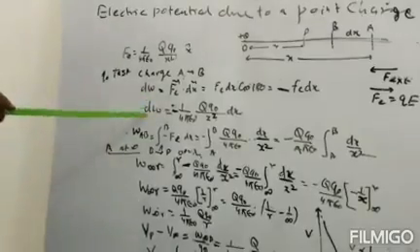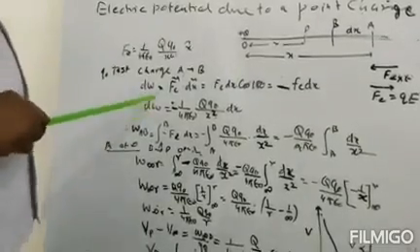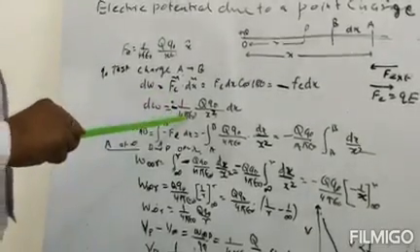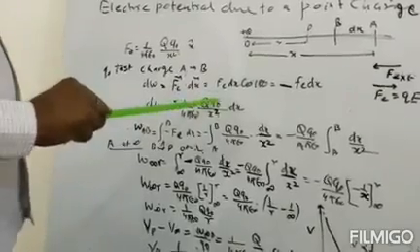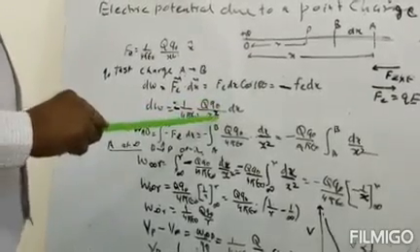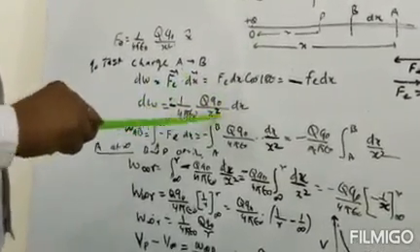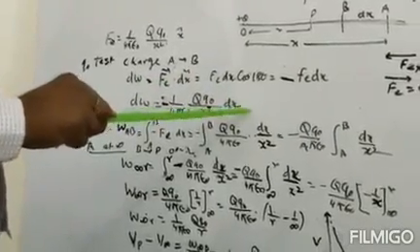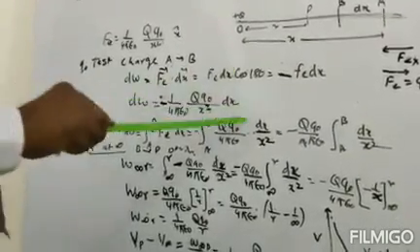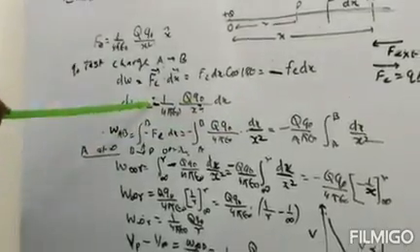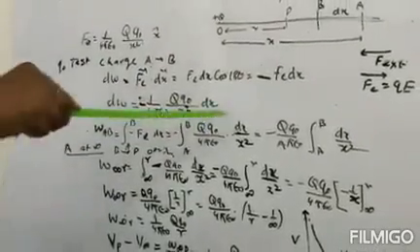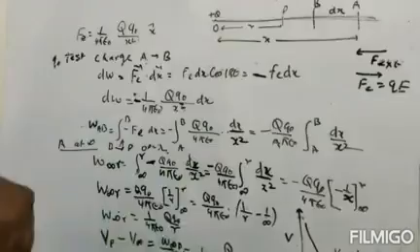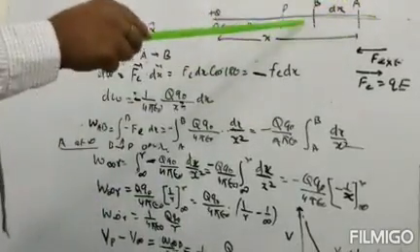So this small work dW will be equal to 1/4 pi epsilon 0 into Q into Q0 divided by x square, which is the electrical force, multiplied by dx, with the negative sign. So this will be the small work to bring the charge from A to B.